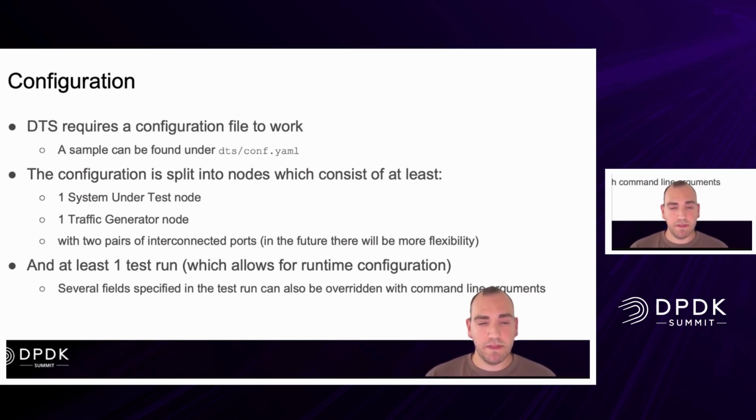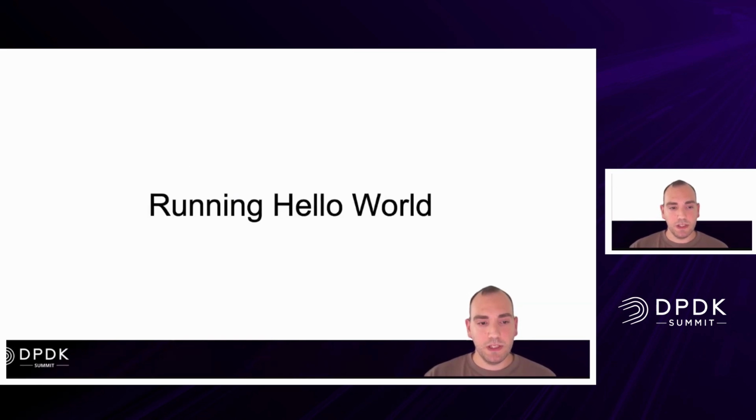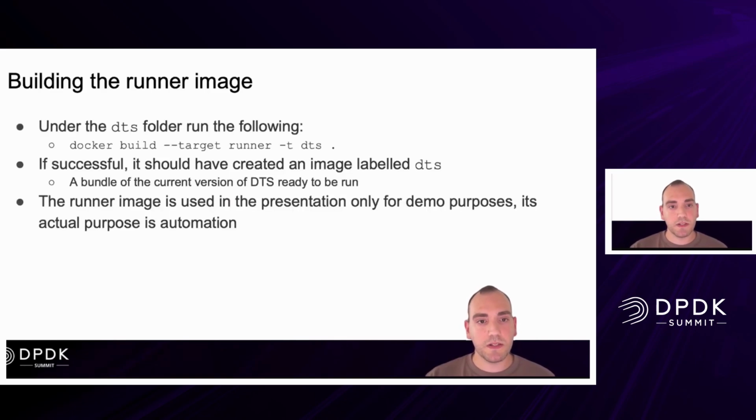And also, you need to specify test runs, which are effectively just your runtime configuration for DPDK and other stuff, and which has fields that can also be overridden using the command line arguments when running DTS. Now, we can just show quickly how to run hello world. We're not actually going to do a demonstration on the terminal. We're just going to go through slides.